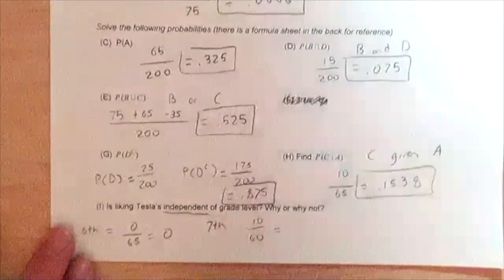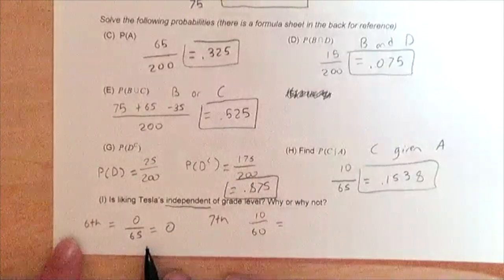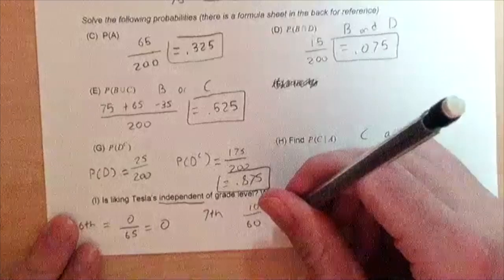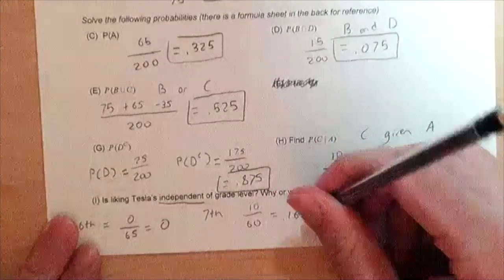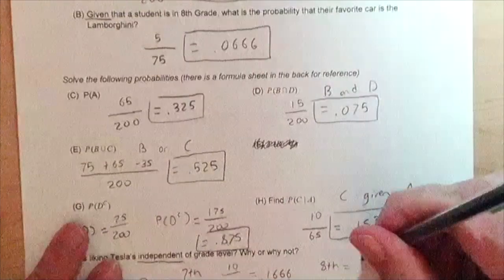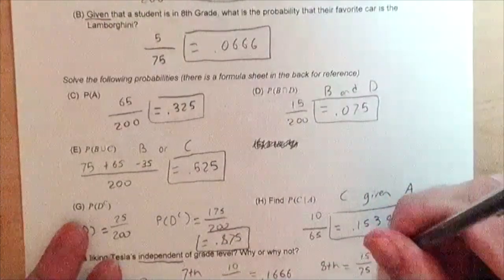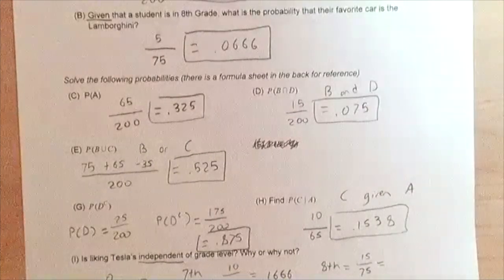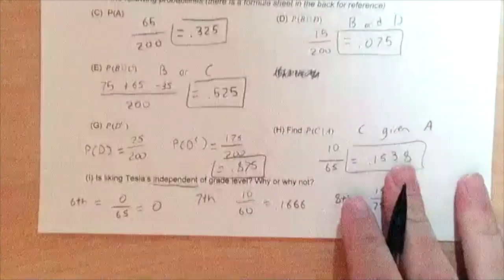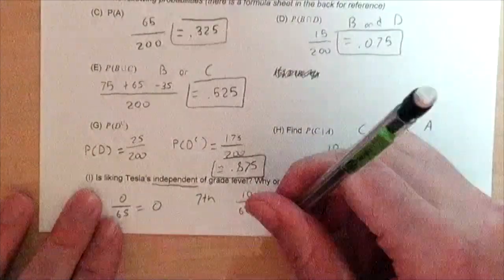So already we know it's not independent, and hopefully you can see that, because independent would mean that all of these percentages are the exact same. It doesn't matter what grade you're in, you prefer Teslas at the same rate. So the last one is 15 out of 75. And because these probabilities are all different, we know that it's not independent.